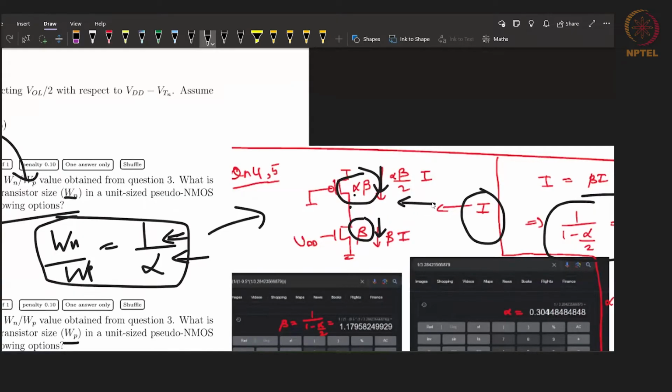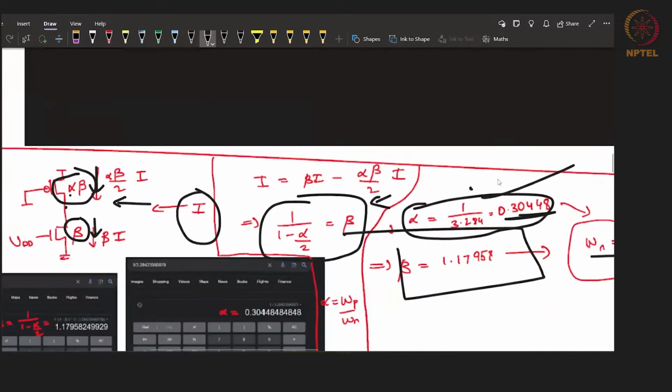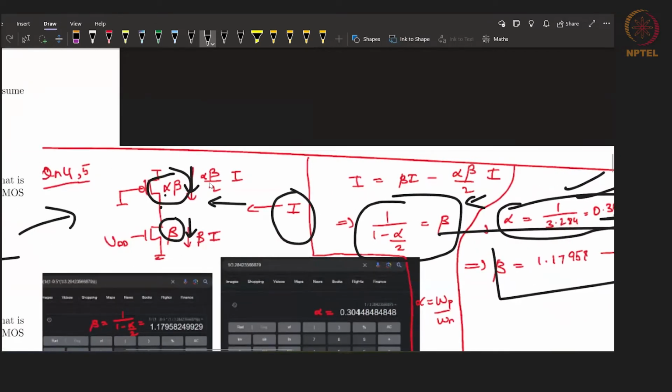We have one equation, which is, we got to know what is the value of alpha, but we need another equation to solve for beta, right? We need a relationship between alpha and beta. So for that, let's look at the current equations, right?